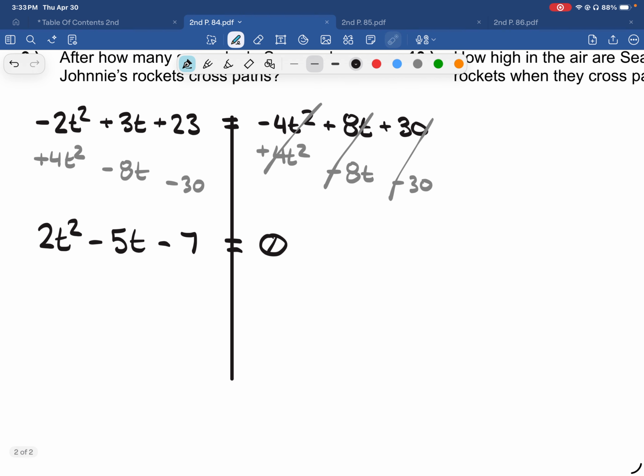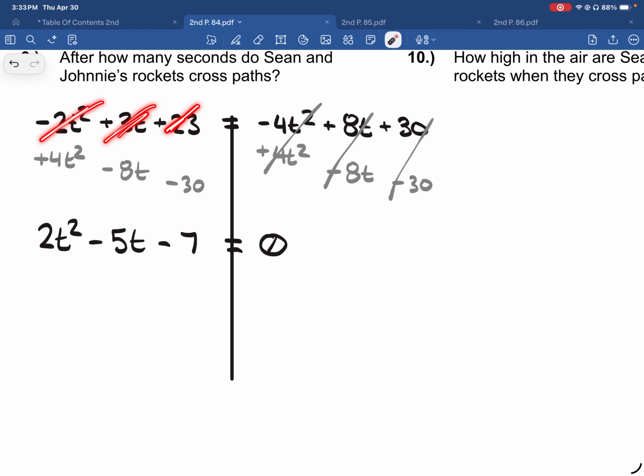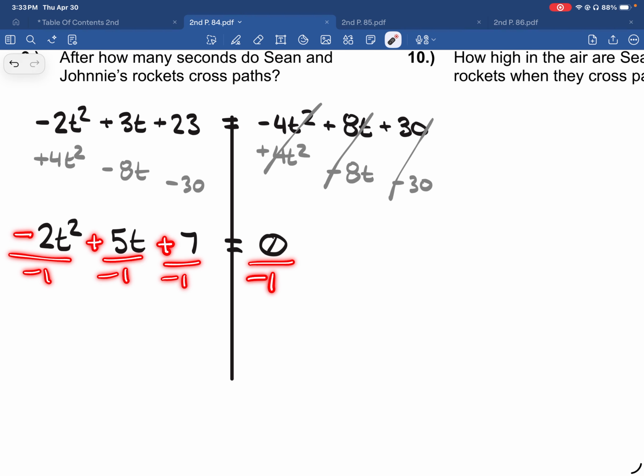Now, I do want to say, if I had canceled out all of this and had everything moved over to the other side, I would have ended up with a negative 2t squared, a positive 5t, and a positive 7. And at that point, you can just divide everything by negative 1 so that you don't have that negative up front. That would just end up with 2t squared, negative 5t, and negative 7.